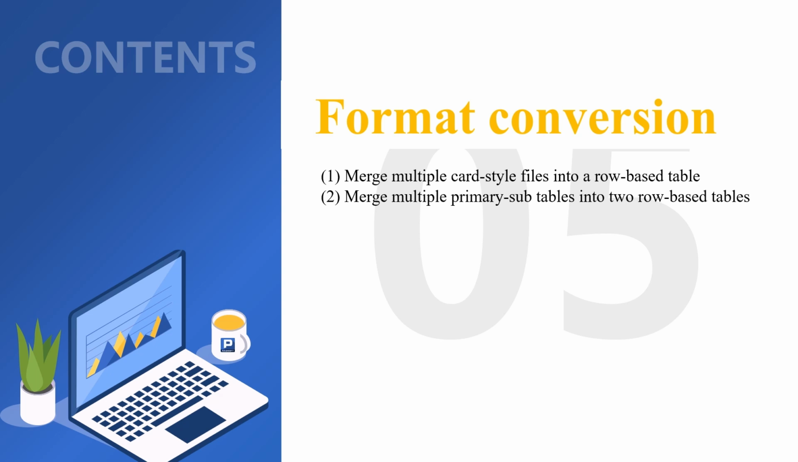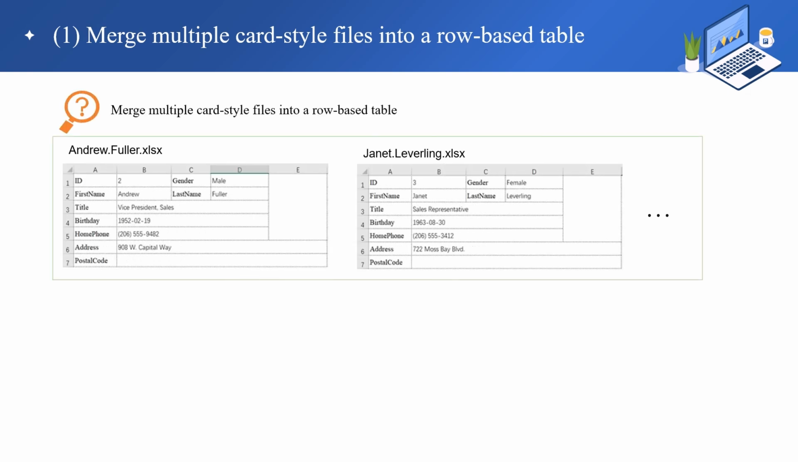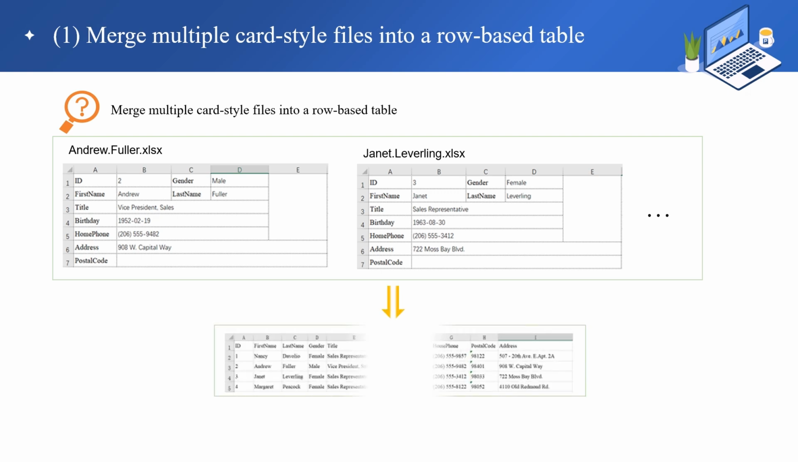Format conversion. Sometimes we will also encounter the situation of converting some special format tables, such as card style tables and primary subtables. Let's look at some examples. 1. Merge multiple card style files into a row-based table. There are multiple card style files. Each card contains basic information of an employee, such as ID, name, title, birthday. It is required to merge these files into a row-based table, and the merged table is like this.